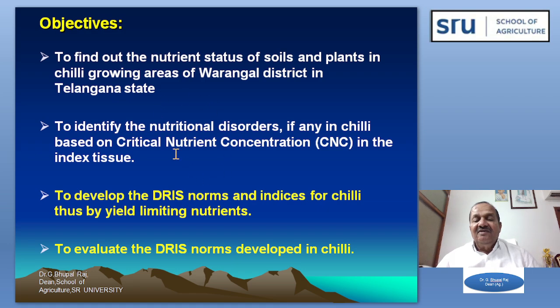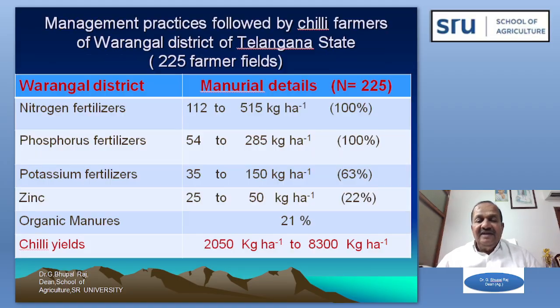We identified the percentage of the particular nutrients, and later on we have developed the DRIS norms and indices. Finally, we have made an order of priority of which nutrients are more required, and then finally we have tested the values.